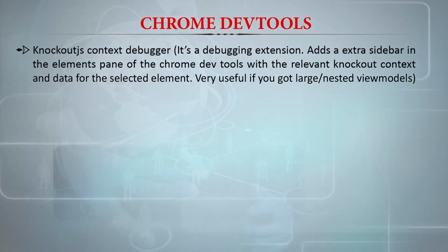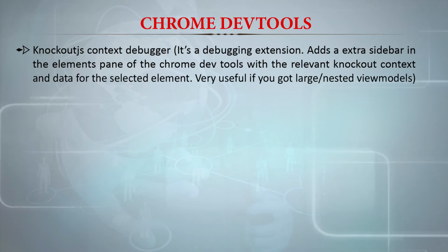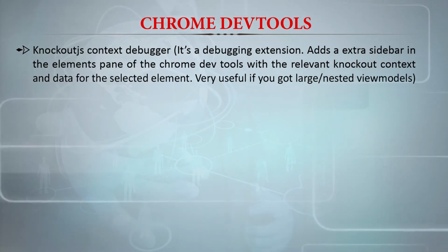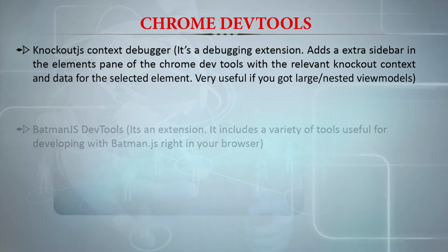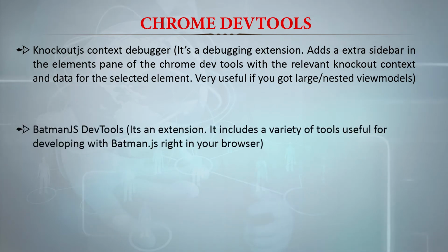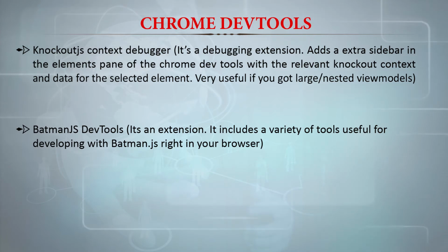Knockout.js Context Debugger is a debugging extension. It adds an extra sidebar in the Elements pane of the Chrome Developer Tools with the relevant Knockout context and data for the selected element. It's very useful if you have large or nested view models. Then we have Batman.js Developer Tools. It is also an extension. It includes a variety of tools useful for developing Batman.js right in the browser.